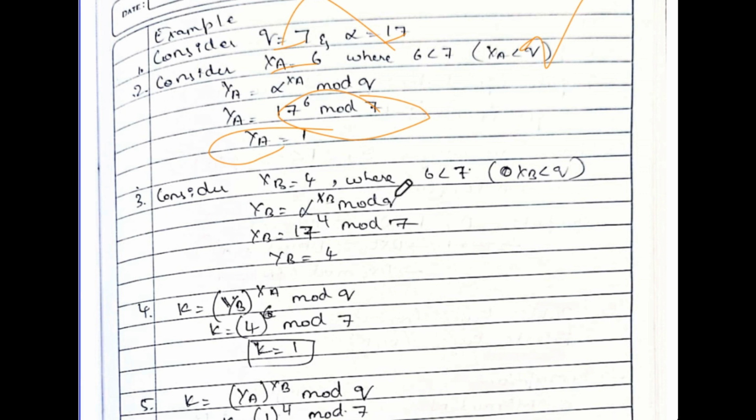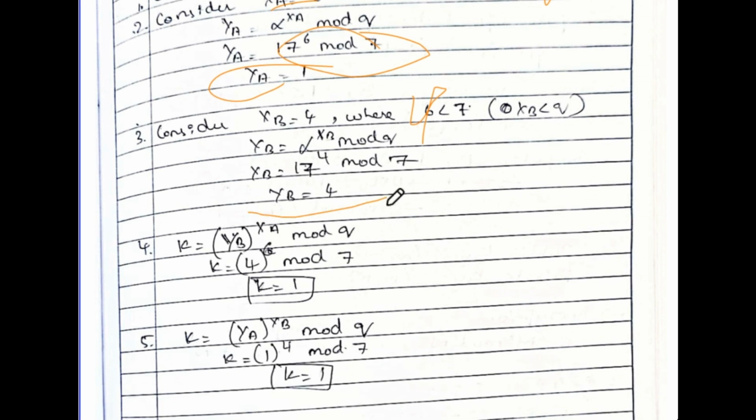And we have to do key generation for B. XB is equal to 4, where 4 is less than 7. YB is equal to alpha to the power of XB mod Q, which is 17 power 4 mod 7. YB is equal to 4.